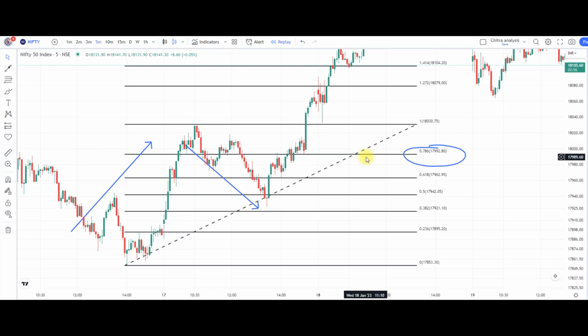So you can use this Fibonacci in any time frame. 5 minutes for intraday traders, 15 minutes, then daily time frame. Positional traders also can use this Fibonacci. So Fibonacci is a leading indicator.